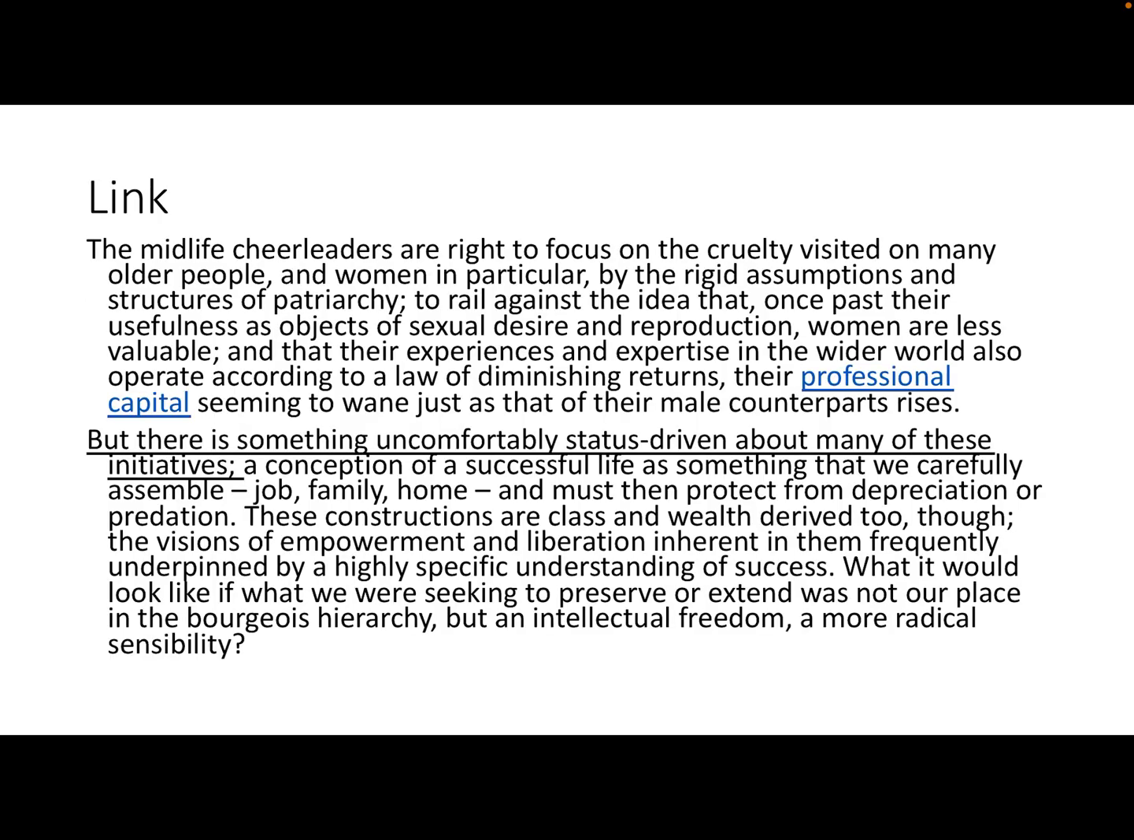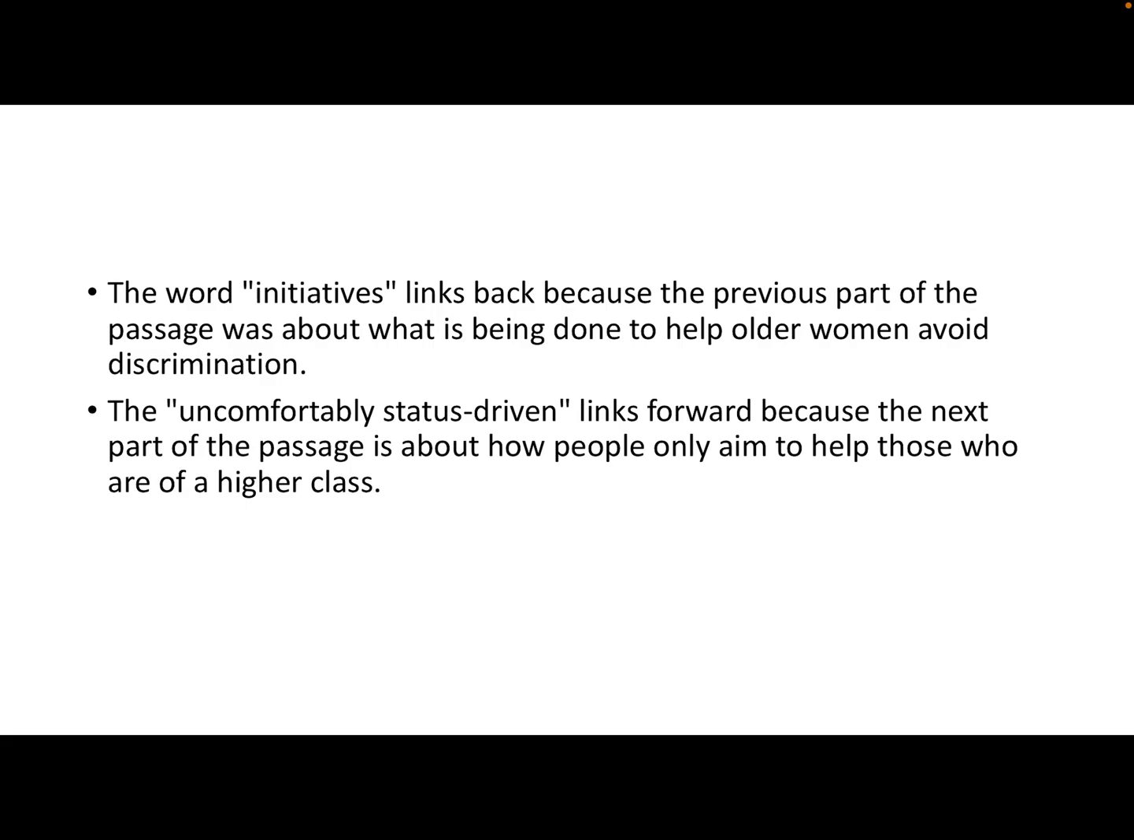So in this case, we need to find something from the link that links to the paragraph before it and something from the link that links to the paragraph following it. The word initiatives links back because the previous part of the passage was about what is being done to help older women avoid discrimination. These initiatives, the pushback against these ideas. The uncomfortably status-driven links forward because the next part of the passage is about how people only aim to help those who are of a higher class, and it's all to do with class, right?